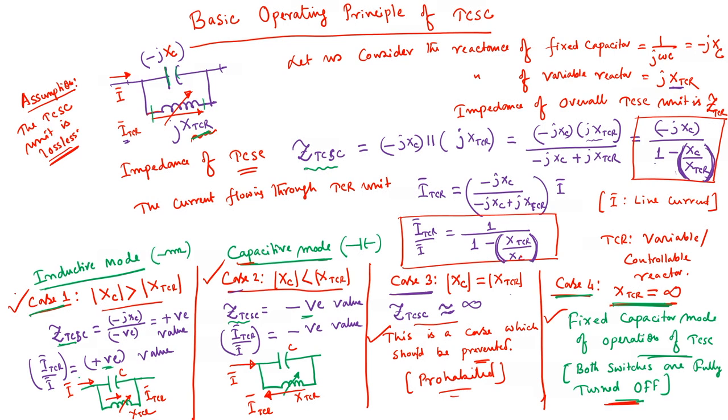However, mostly this TCSC operates under these two schemes. One is inductive mode of operation, another is capacitive mode of operation. And these are the two different modes of operation possible. Now, one more thing I am going to discuss regarding these different modes of operation. Now, suppose we take two cases, or we take two points.